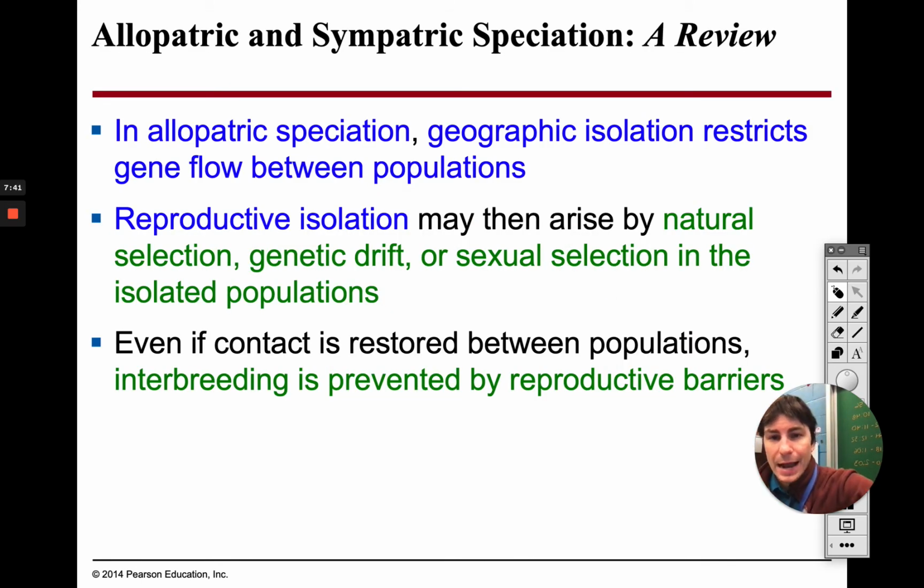All right, so for allopatric speciation, that was one we went over last time. So geographic isolation restricted gene flow between our populations. So we had some kind of barrier, which means we couldn't exchange the genes between the two parts where the barrier was separating. Reproductive isolation, so no geographic barrier separating them. Ways this can arise is natural selection, genetic drift, or, like we just went over, sexual selection between a species.